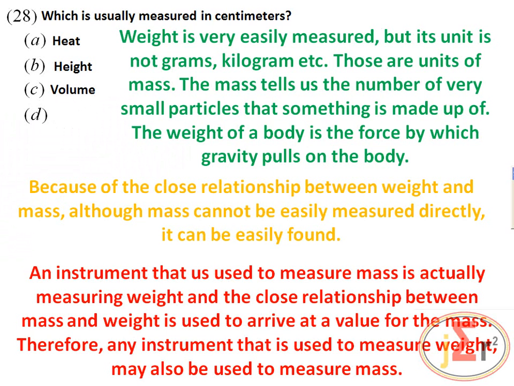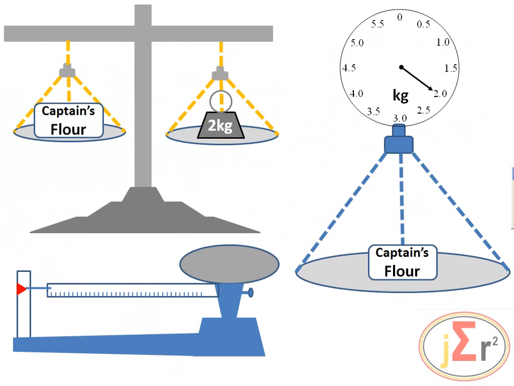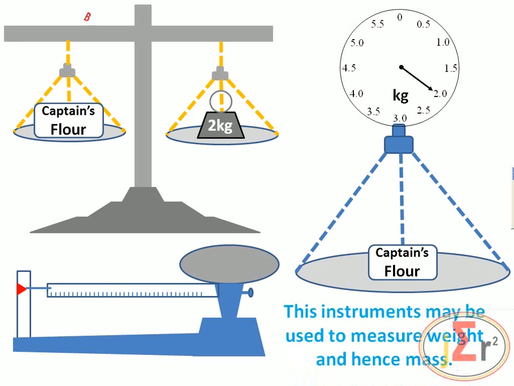And that difference between mass and weight has to be understood, and it has to be understood very quickly, because mass is the number of particles that are in a body, and the weight of the body is the force by which gravity pulls on that body. And there we have some instruments that may be used to measure mass, and they also may be used to measure weight. The instruments may be used to measure weight and hence be used to measure mass.